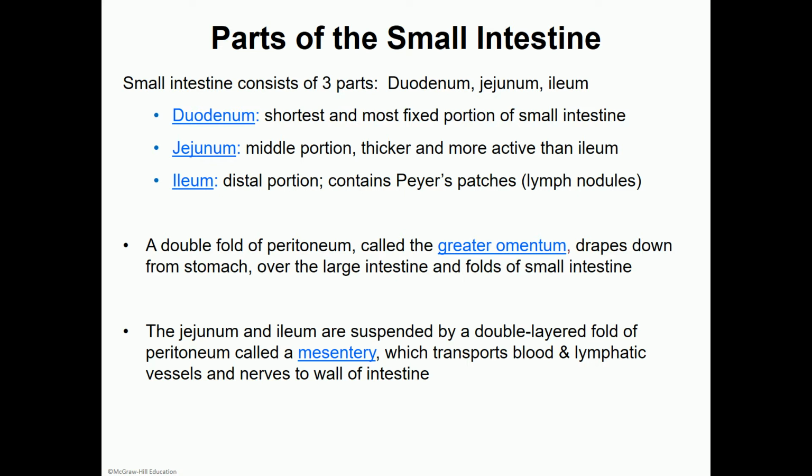Remember, the abdominal cavity is surrounded by the peritoneal cavity, which is one of the serous membranes. There is a double fold of the peritoneum that is known as the greater omentum. The greater omentum covers the whole small and large intestine. It kind of covers it like a drape. And the jejunum and the ileum, both of them are suspended by another double layer of peritoneum known as the mesentery. The mesentery will take the blood supply and the lymphatics and the nerves to the intestinal wall.